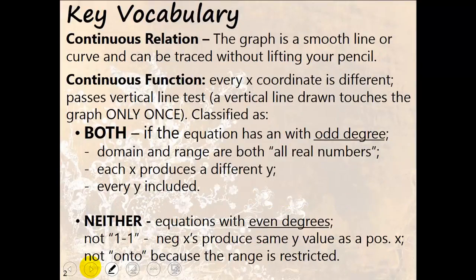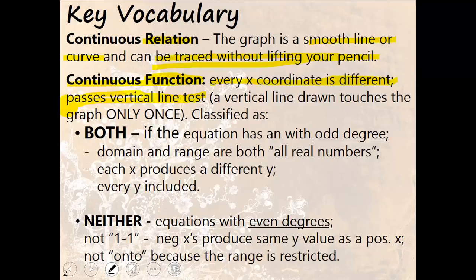Some more vocabulary, super important, particularly in the front end of this chapter. A continuous relation has a smooth line or curve as its graph. Think of it this way: you can trace it without lifting up your pencil or your finger. When it's a continuous function, every x coordinate is different, or you can say it must pass that vertical line test that we talked about yesterday.